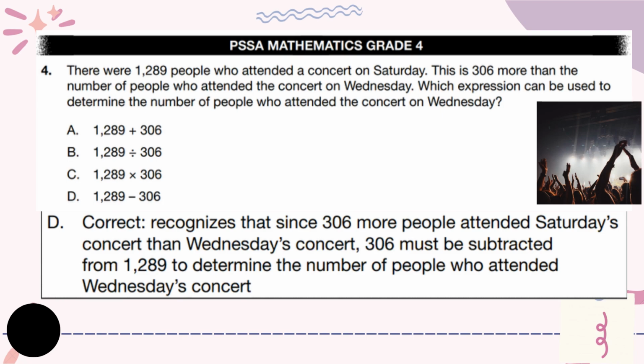First, you need to recognize that since 306 more people attended the Saturday concert than the Wednesday concert, 306 must be subtracted from 1,289 to determine the number of people who attended the Wednesday concert.